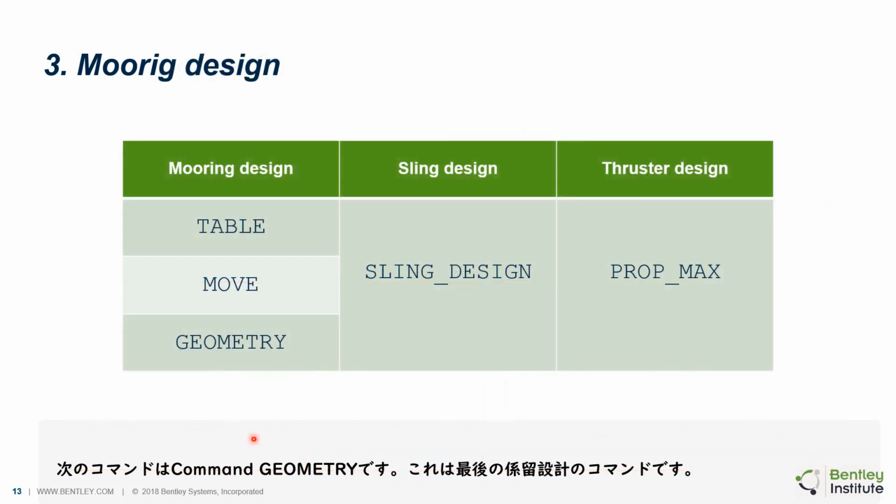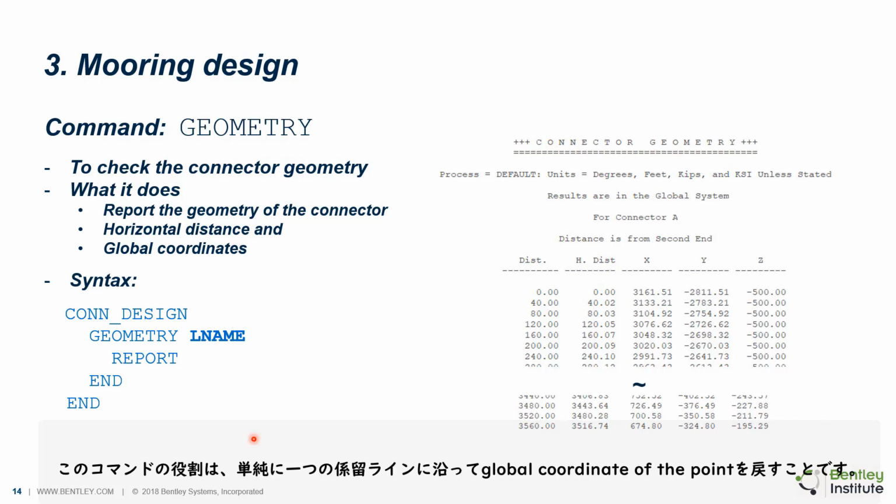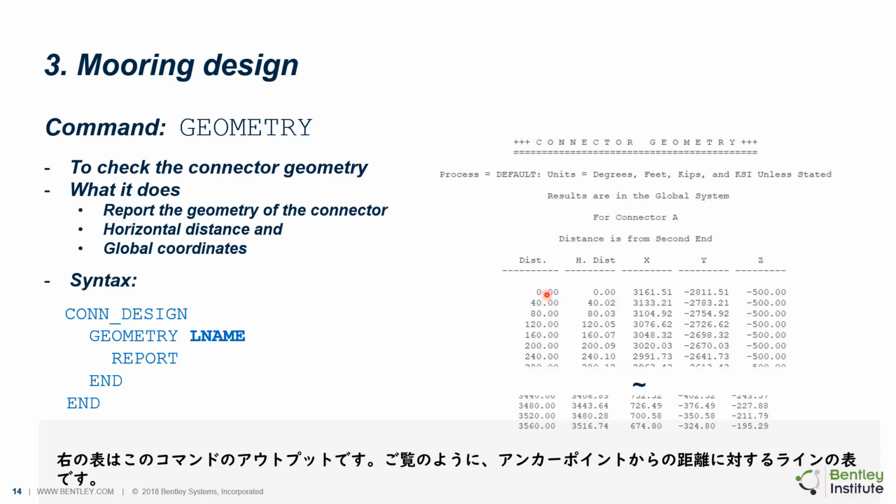Next command is the command geometry, and this is the last command for the mooring design. What this command does is simply return the global coordinates of the points along one mooring line. So we can check if there is any interference between the line and other things below the mooring line. For example, if there are some pipelines under the mooring line, we can check the interference with this command. The table on the right here is the output of this command.